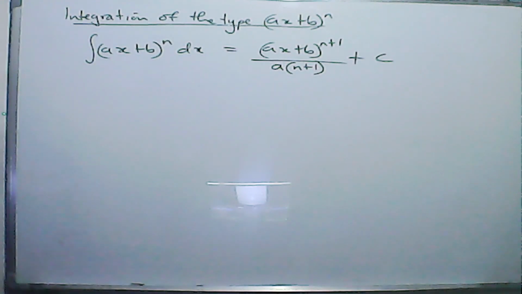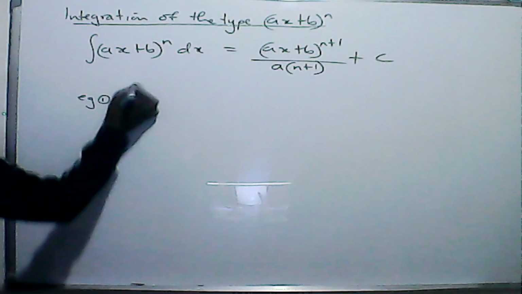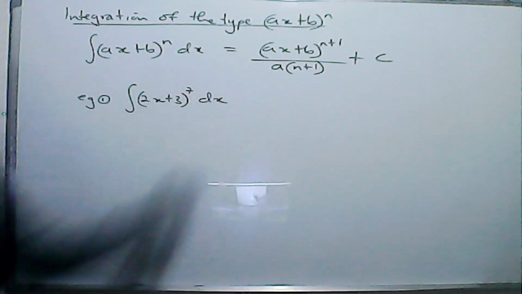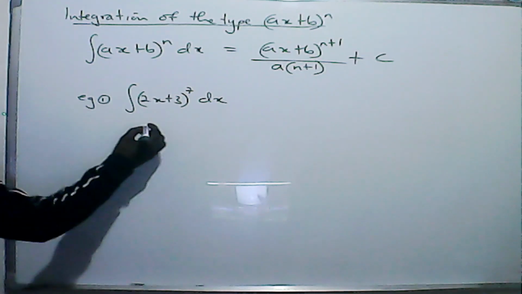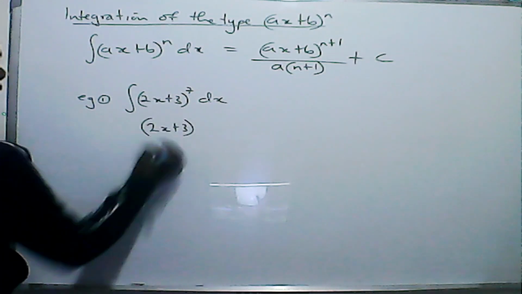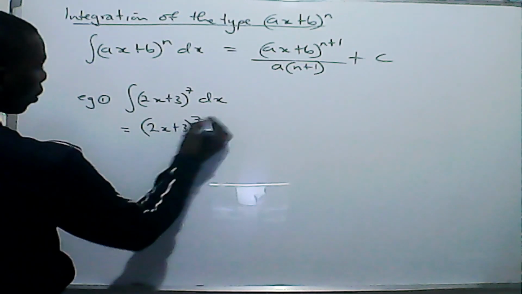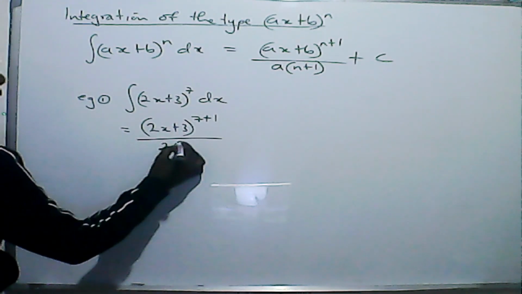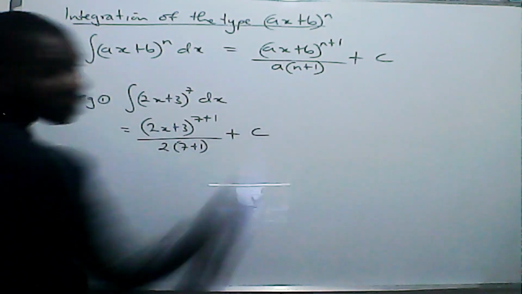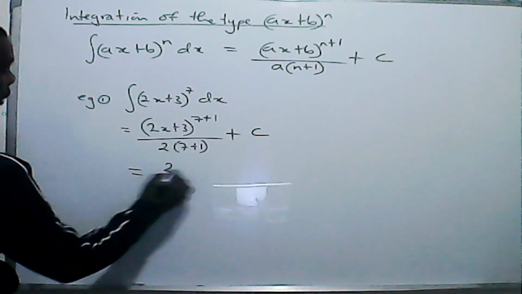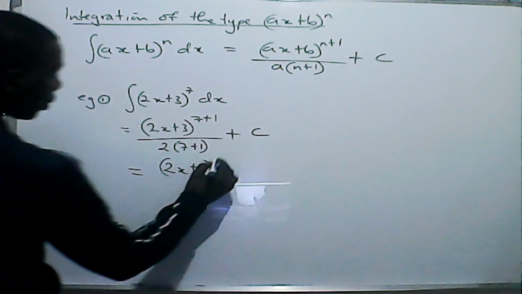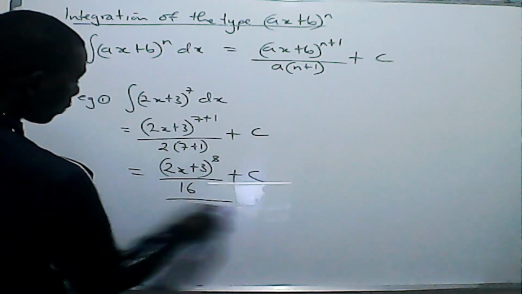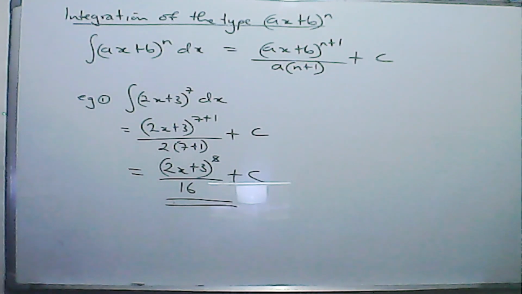Of integration. Let's take, for example, we are given the integral of (2x plus 3) all raised to the power 7 dx, right? By the formula, 2x plus 3 will remain unchanged, but we add 1 to the power, then we divide by the derivative of this function, 2, multiplied by the new power, plus a constant of integration. So now we have (2x plus 3) to the power 8 all over 2 times 8, that's 16, plus a constant of what? Constant of integration, right?